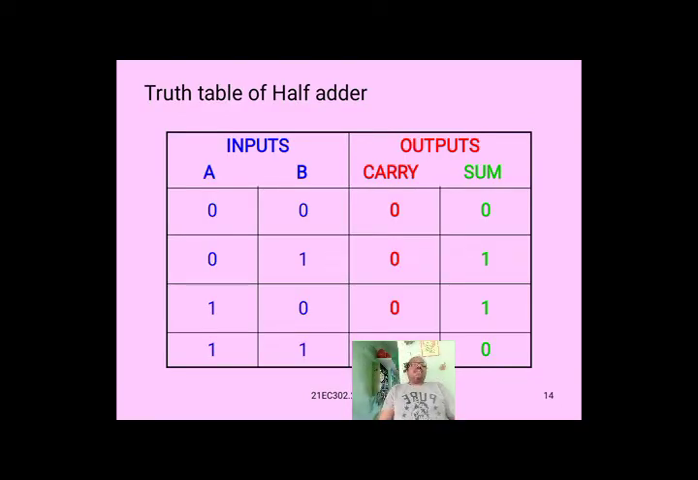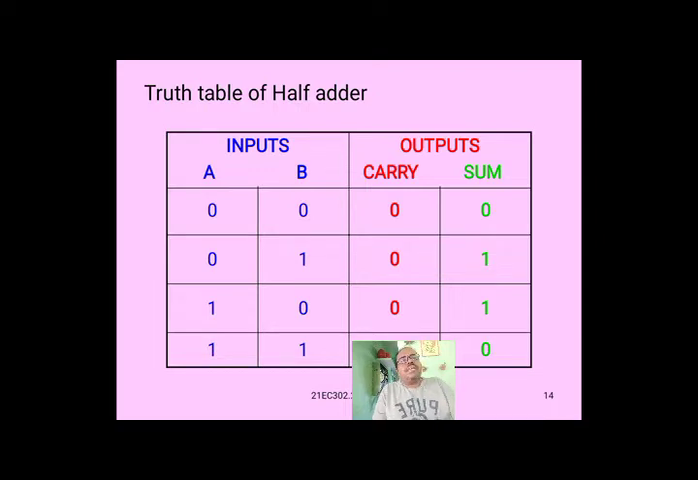Here I have taken the two input variables. That means we will get 4 input combinations here, 2 power 2 equals 4. 0 0 it is 0, 0 1 it is 1, 1 0 it is 2, 1 1 it is 3.